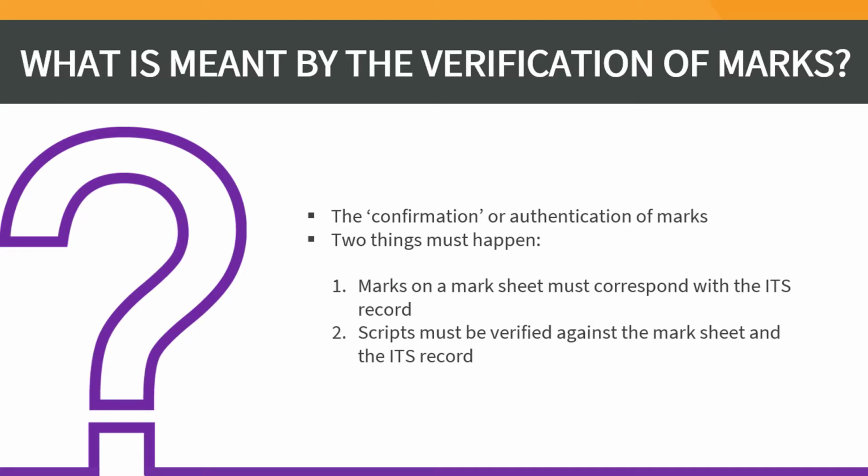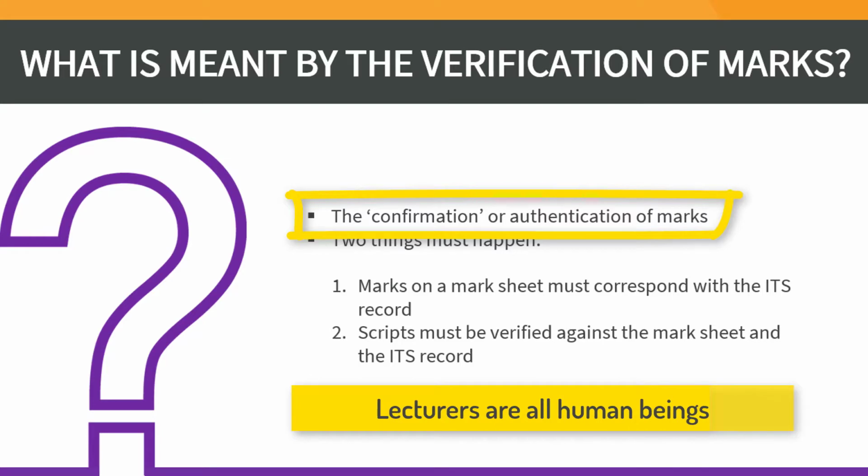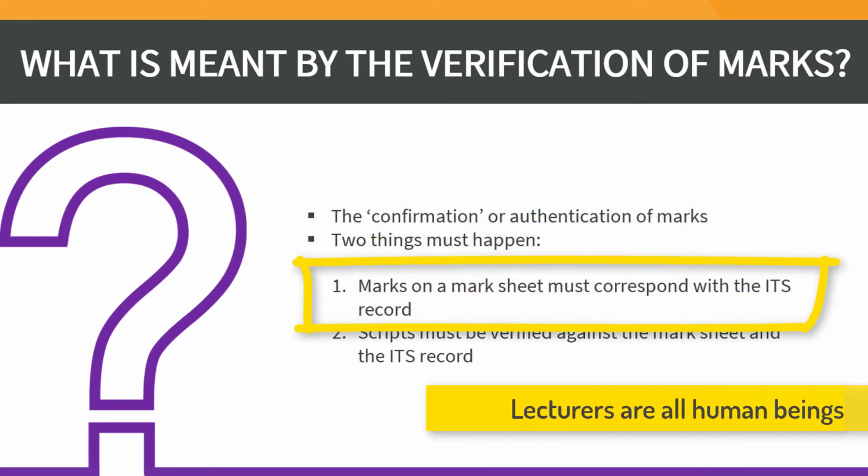Although the ICAS document only refers to the fact that verification of marks needs to be done, we will discuss this in more detail. What is meant by the verification of marks? This means the confirmation or authentication of marks. Lecturers are all human beings, and mistakes can be made throughout the marking and recording process.